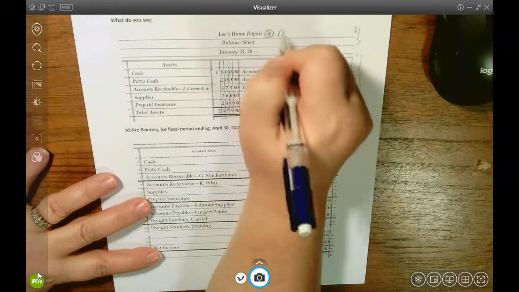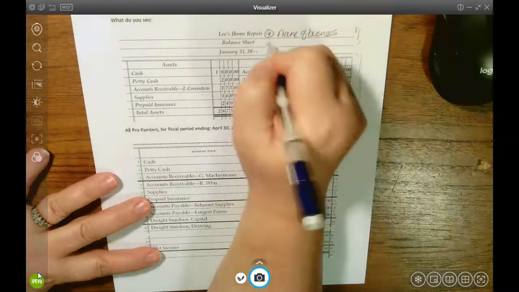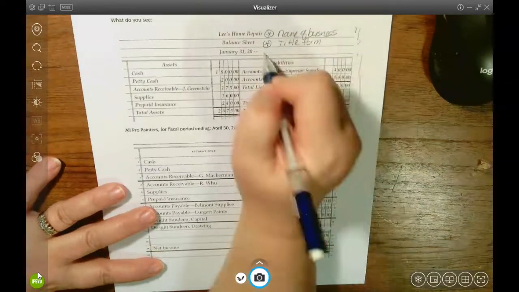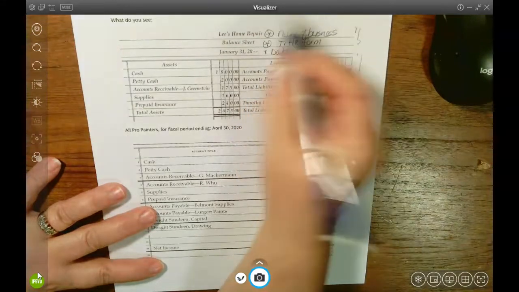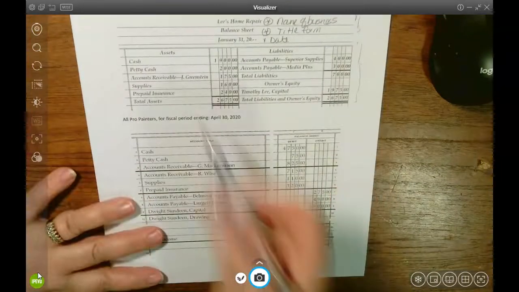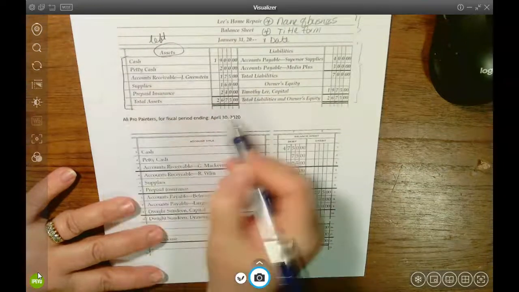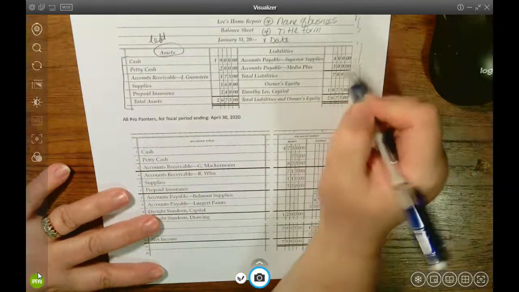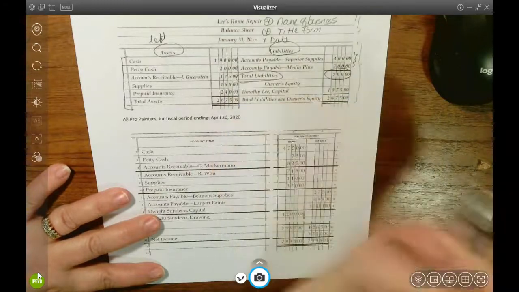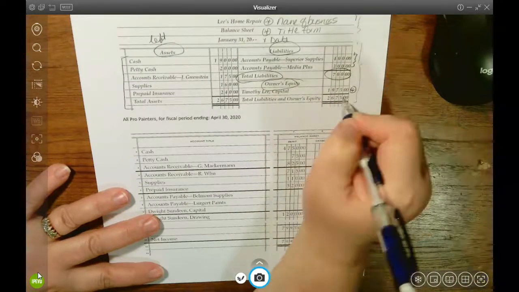As in all accounting forms, you see the name of the business. You also see the title of the form. And now we see how the date is written. The date is written on a specific day, January 31st. Now, as you can see, on the left side, you have your assets written down in order and the total. On the right side, you have your liability accounts. Then you total your liabilities. Then you have your owner's equity section, your capital amount.